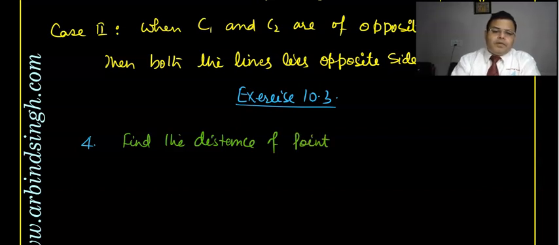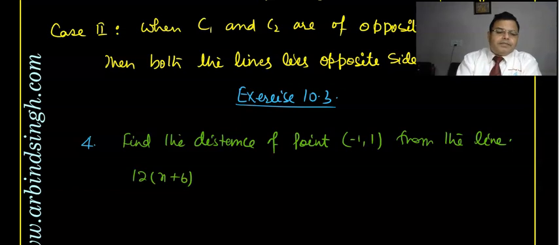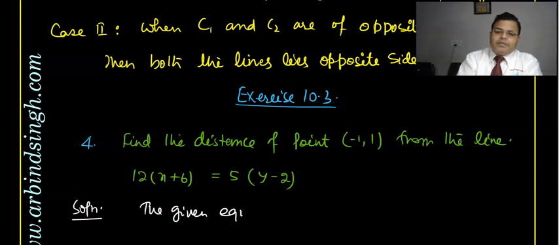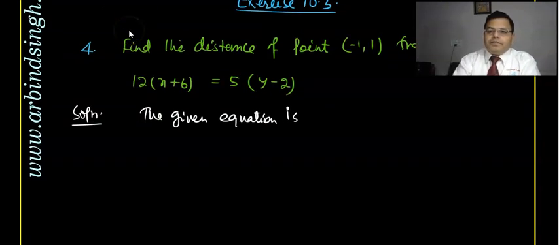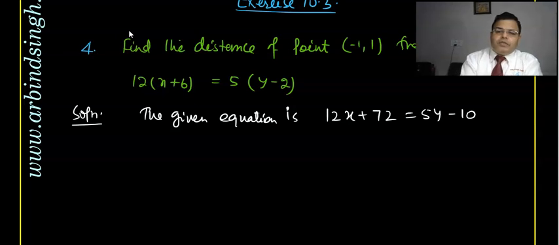The fourth question is: find the distance of the point (-1, 1) from the line 12x plus 6 is equal to 5y minus 2. This is the question. Now, for the solution, we can write it. The given equation is what? 12x plus 72 is equal to 5y minus 10. So that can be written as 12x minus 5y plus 82 is equal to 0.